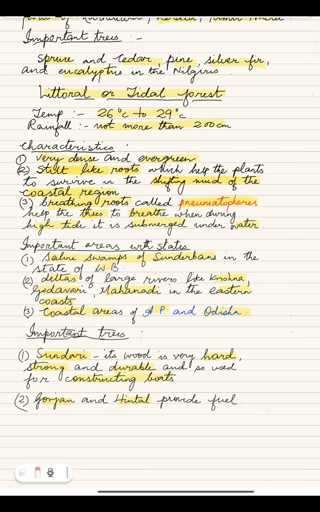So here I finish the chapter Natural Vegetation. Sometime if I get time, or maybe after you first read your book, go through the videos, listen to your class teaching, and then we will do few question answers.